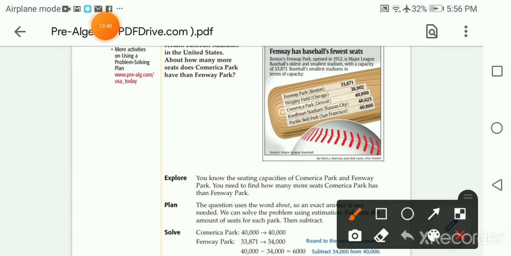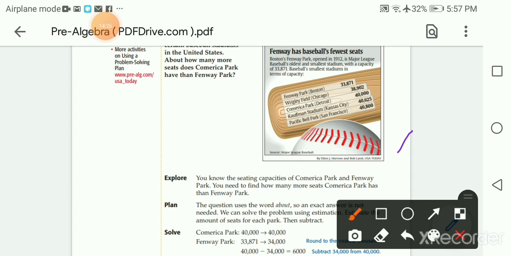Fenway has baseball's fewest seats. Boston's Fenway Park, opened in 1912, is Major League Baseball's oldest and smallest stadium, with a capacity of 33,871. As you see here, I have Fenway Park, Boston, and Wrigley Field, Chicago, and Detroit, and Kansas, and San Francisco, and the numbers beside them.